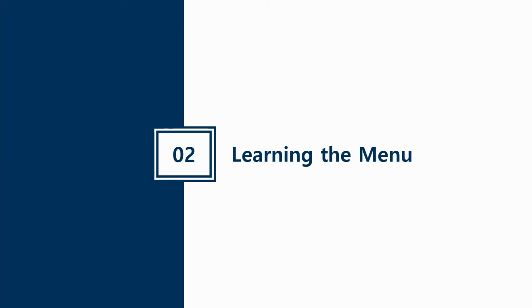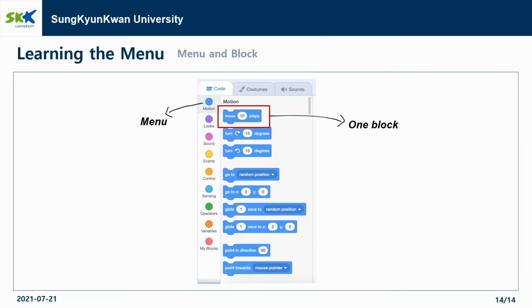Next, we'll learn the menu, block in script screen. When you see the script part, you can see the color circles on the left side and the blocks on the right side. You don't have to pay attention to the tab menu at the top yet. If we select one of the color circles, which is called menu, we can see the blocks of that color. Try clicking on the other menus. In the Scratch, the blocks are colored depending on each function.